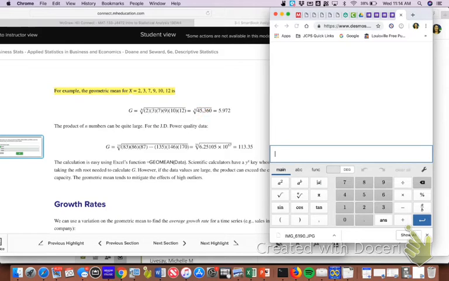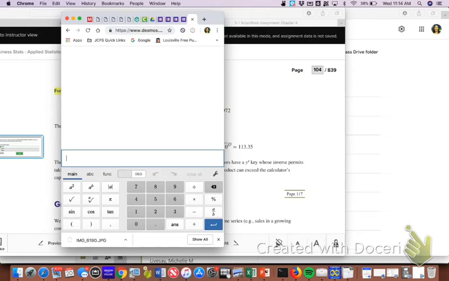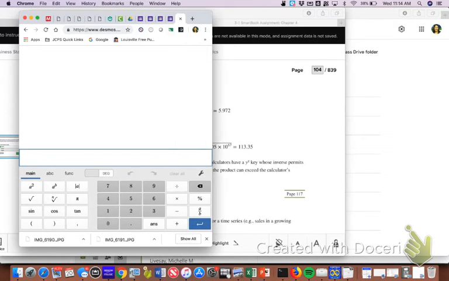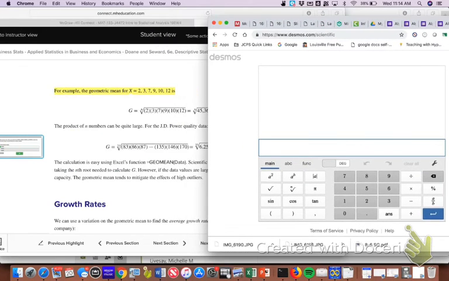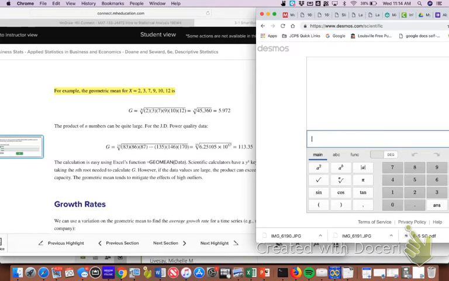What I have in front of me here is a free online scientific calculator, which I'm going to add the link to on our class website as well. So what you do is you just type in 45,360 and you are going to raise it to a power.